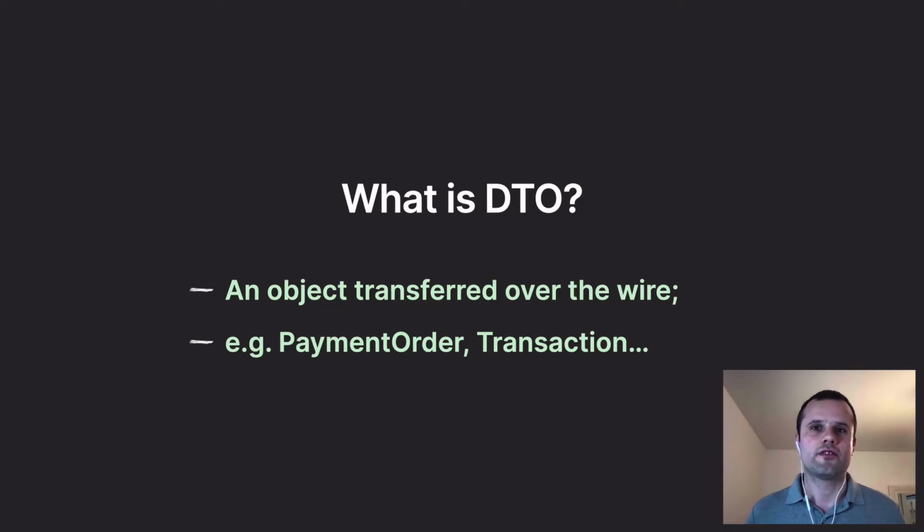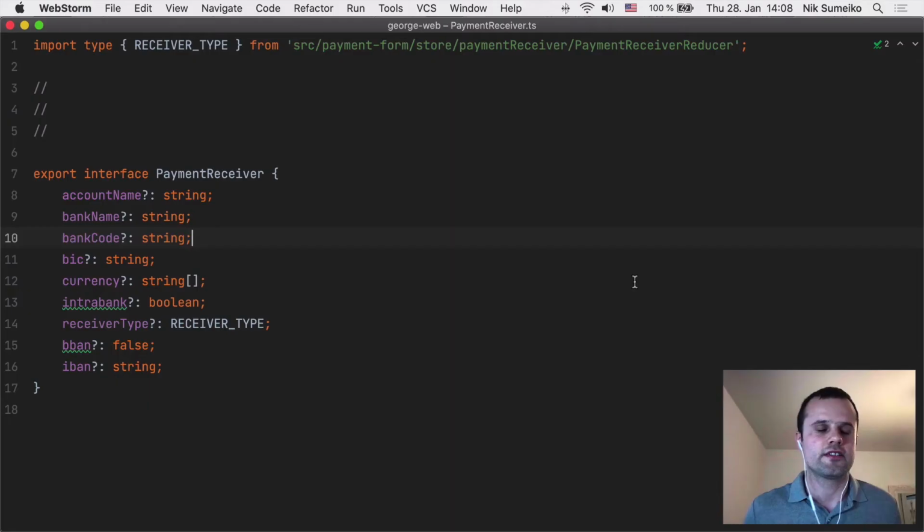Let's explore some of our DTOs and issues, how they appear in our code base. So the first one I wanted to look at is, for example, payment receiver. Here are two properties that the API retrieves: BBAN, which in terms of banking is the local bank account number, and IBAN, which is the international bank account number. One is retrieved with type false, another one with string.